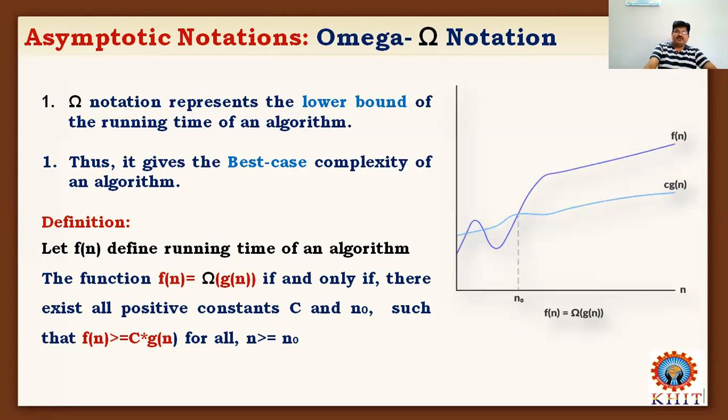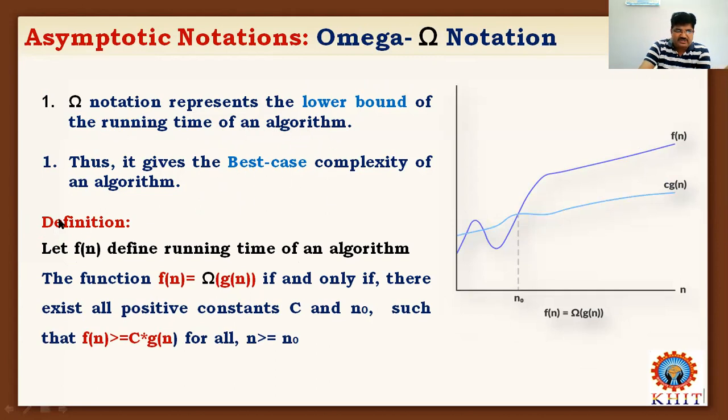Next, the second notation is omega notation. The omega notation represents the lower bound. Lower bound means the number of instructions for executing the program is less. The given algorithm takes a smaller number of statements. So that means the time complexity is the best case time complexity. Using omega we can find the time complexity in the best manner.